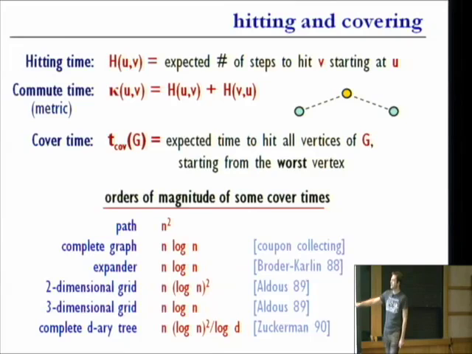You have to do something, even though the mixing time on the complete graph is just one. You just take one step and you're at a random vertex. Somehow the cover time is already slightly non-trivial there. And then for expanders, the cover time is n log n. For grids, you have various results.